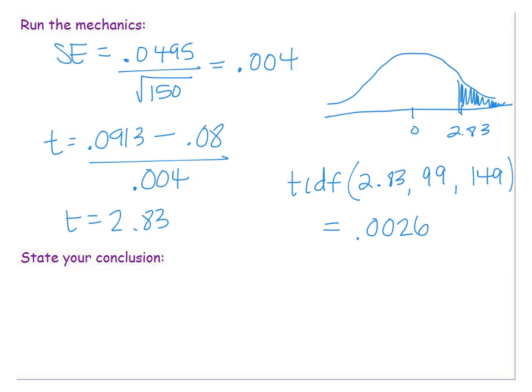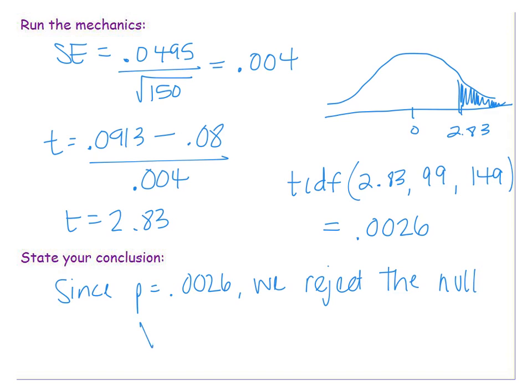0.0026. And so if you look at our rules, 0.05 is the cutoff. That is less than, so since P is equal to 0.0026, we are going to reject the null hypothesis. Alrighty, one more example.